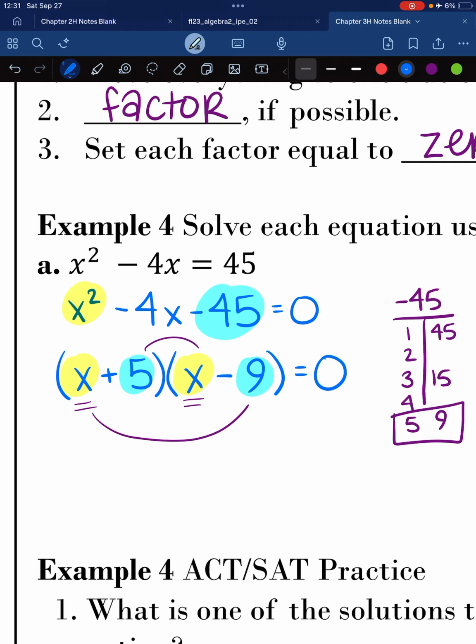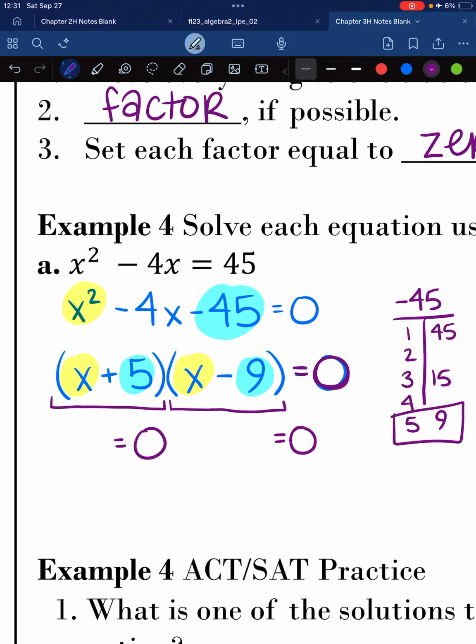Okay, and now that I have all that, the zero product property says that if I am multiplying two things together, and in this case I am multiplying this parentheses times this parentheses, in order for two things multiplied to equal 0, it either has to be 0 times anything in the world, right? Because 0 times anything is going to be 0. So either this first parentheses has to equal 0, or this second parentheses has to equal 0.